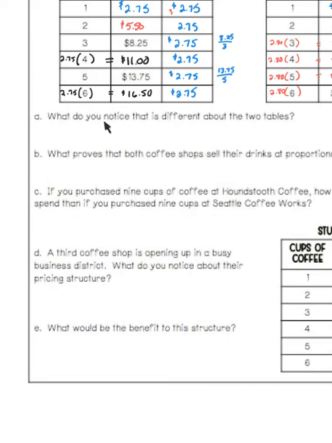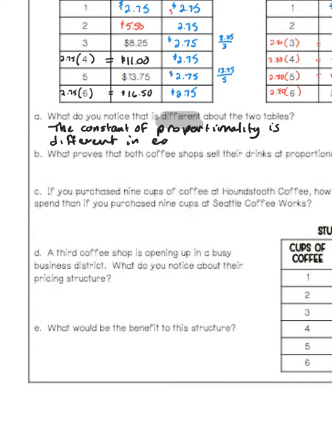A reads, what do you notice that is different about the 2 tables? So they're asking us what's different. The constant of proportionality is different in each table. That also happens to be the price for a cup of coffee.